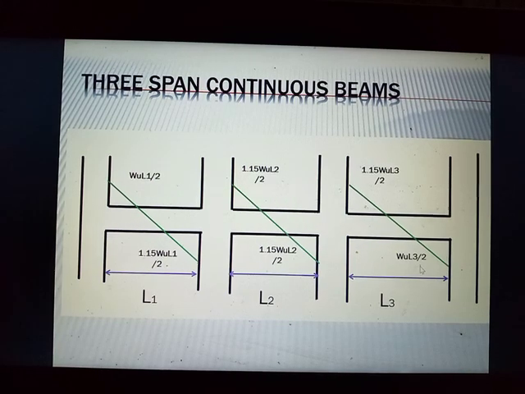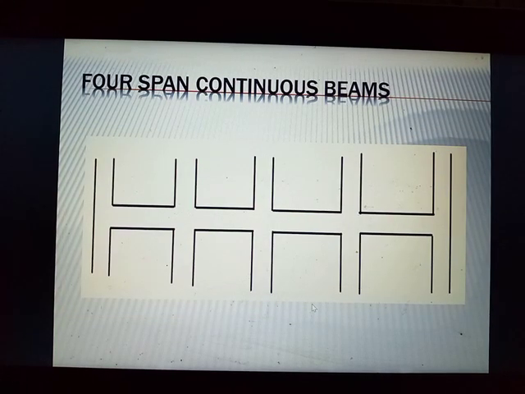So this refers to the clear spans. Please do not forget about that. Maybe many of you will use edge to edge or center to center instead of clear spans. No, it should be the clear span. So let us continue.